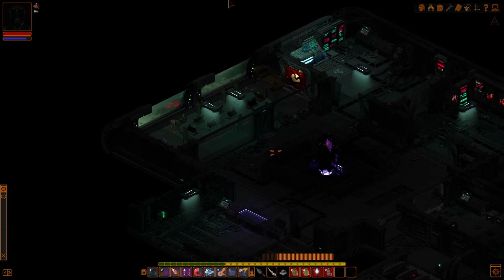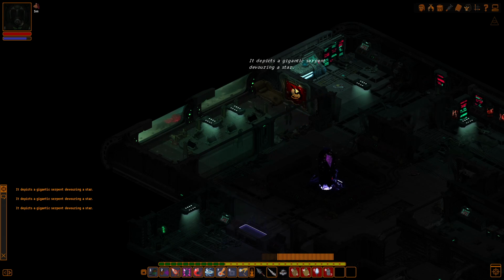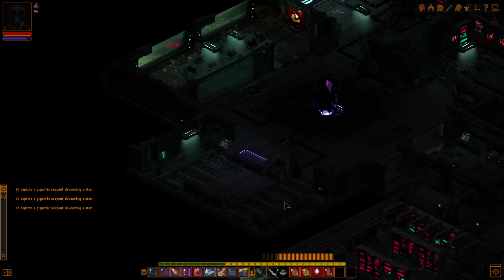So there's a couple of things I forgot to inspect in the last episode, so we're gonna do that before we start dealing with the void monsters. If you come over here and click on this portrait, it depicts a gigantic serpent devouring a star. I did notice that when I came in, but I didn't hover my mouse over it in the last episode. I didn't realize I could inspect it.